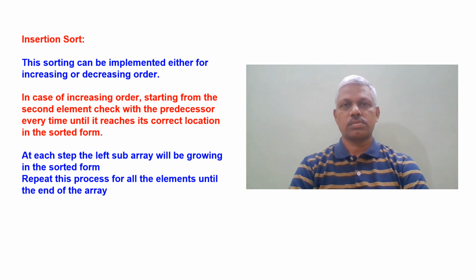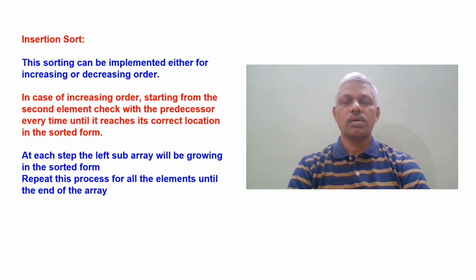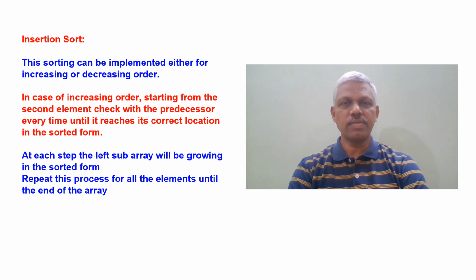If it is in the right place, then we leave it and move on. If it is not in the right place with respect to the increasing order, then we swap it with the predecessor. So the second element we compare only with the previous element, the first element. If this is less than the first element, we swap it so that it reaches the first position and the first element becomes the second one.